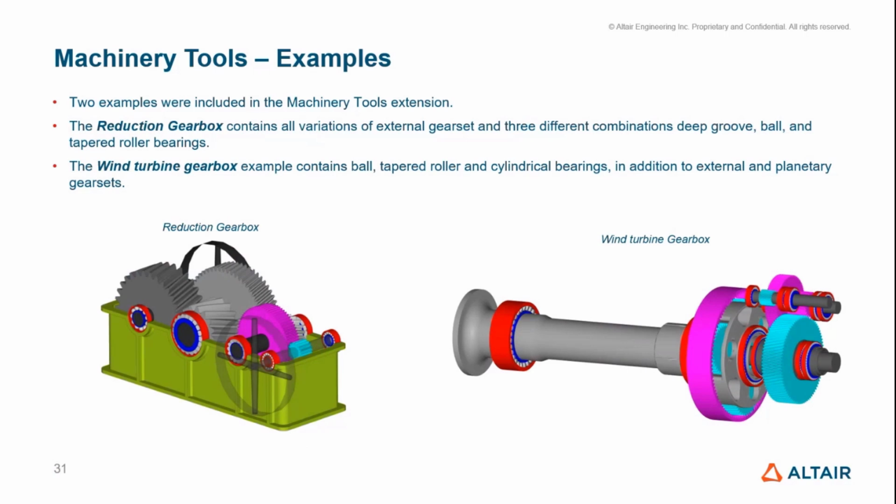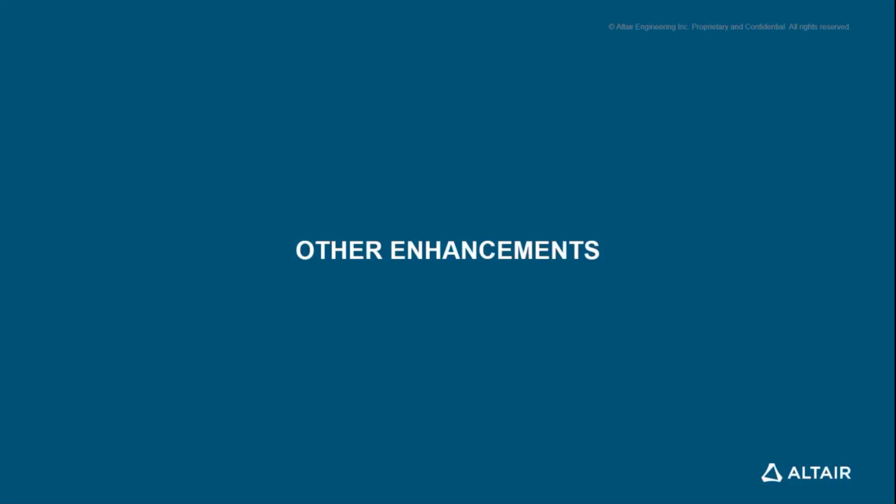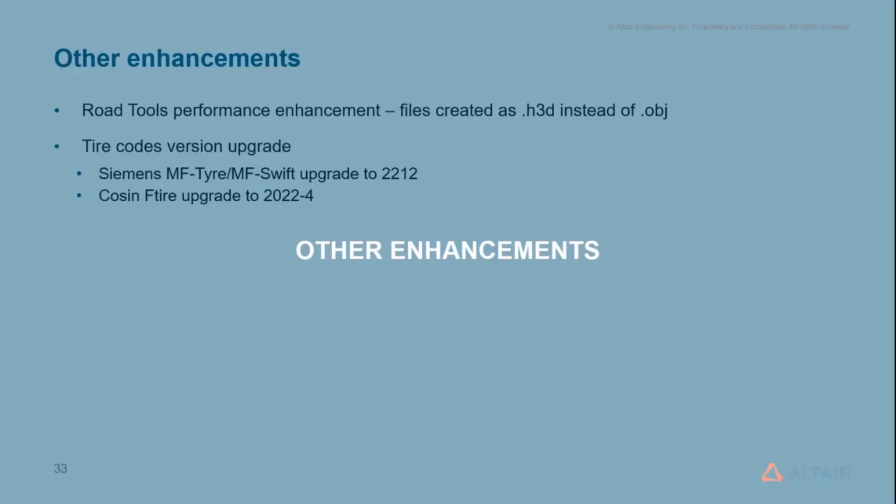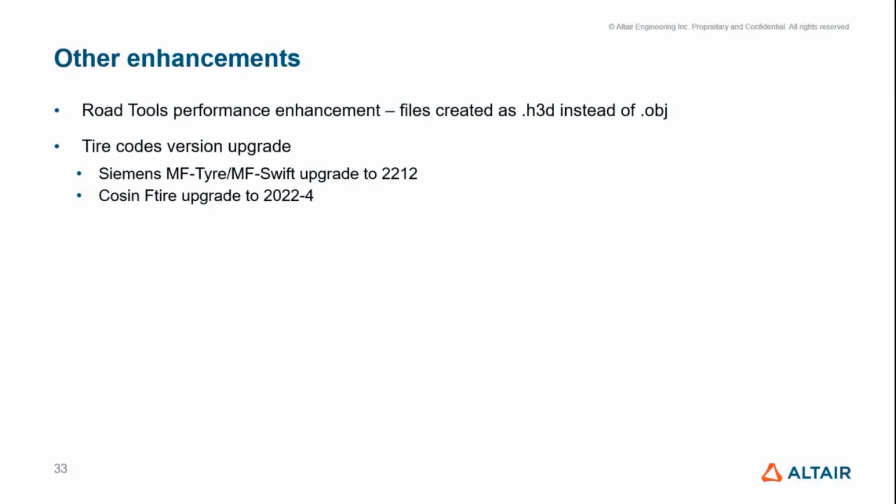Now, inside the machinery library, we are also providing two examples. One is the reduction gearbox that contains different types of gear sets and also bearings, just to understand how it is done and visualize parameters. But we also have a real model, which is a wind turbine gearbox that contains realistic parameters, application and data.